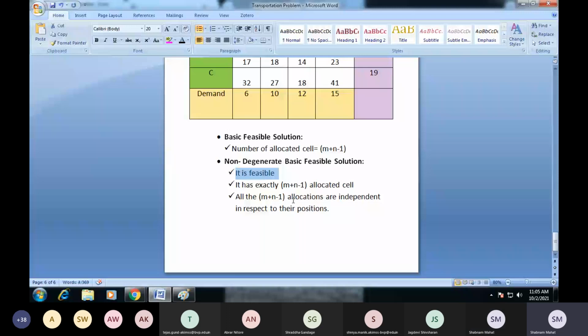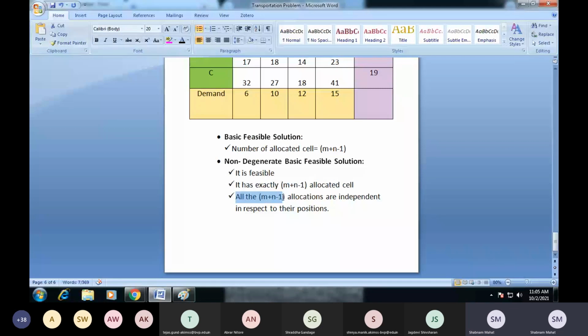Now the second condition: it has exactly m plus n minus 1 allocated cells. Exactly. So it is exactly m plus n minus 1, no? 6 is equal to 6. So we fulfill the second condition. Now check the third condition: all the m plus n minus 1 allocations are independent with respect to their position.